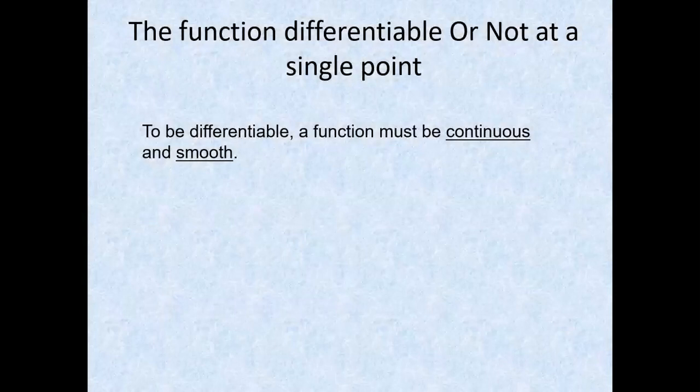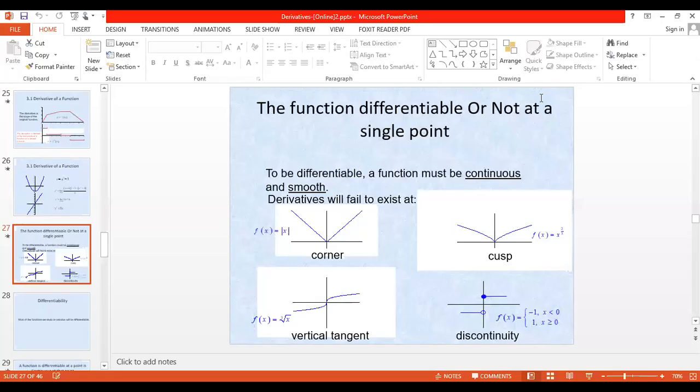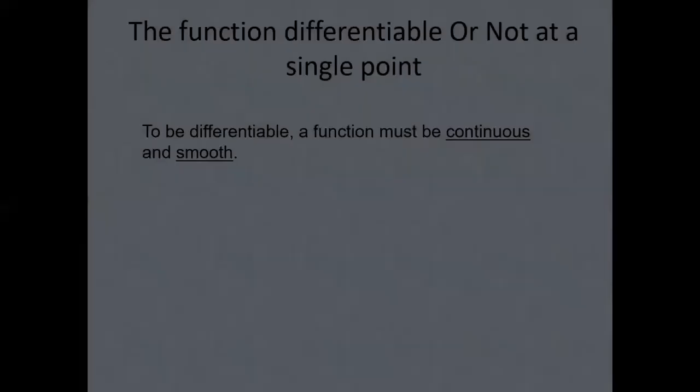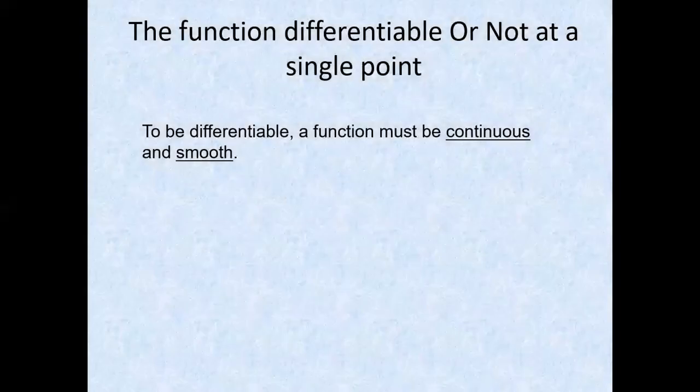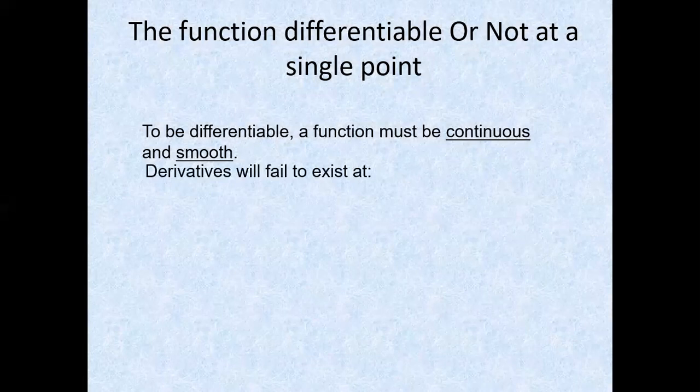The function is differentiable or not at a single point. So that point can be smooth. For differentiability, the function must be continuous and smooth. What are the points where derivatives will fail to exist?